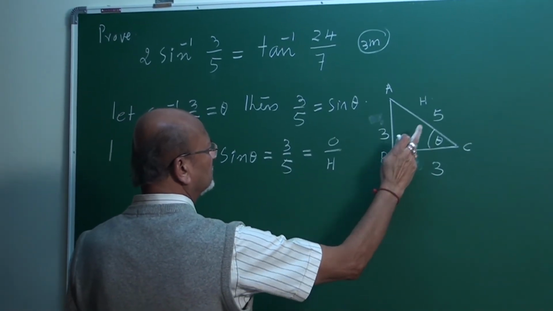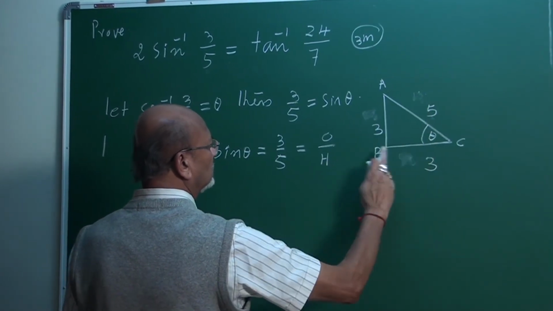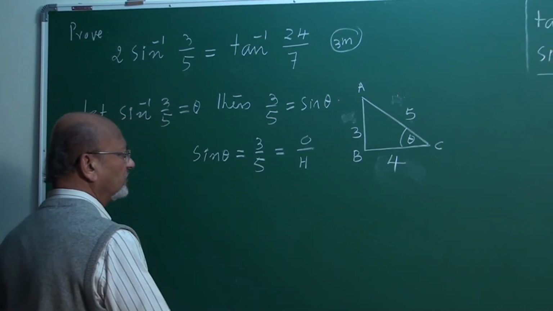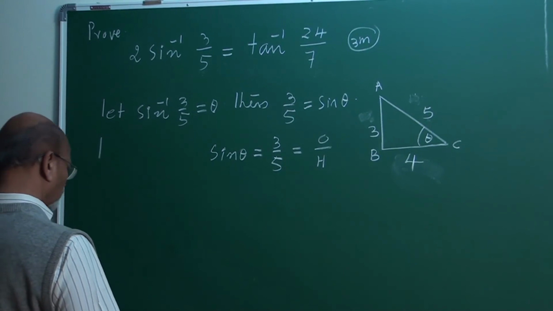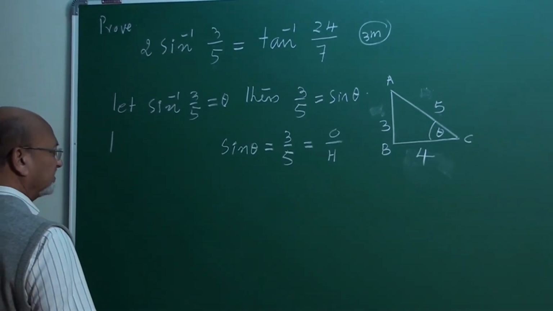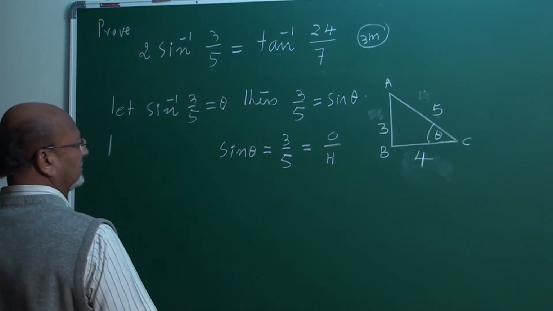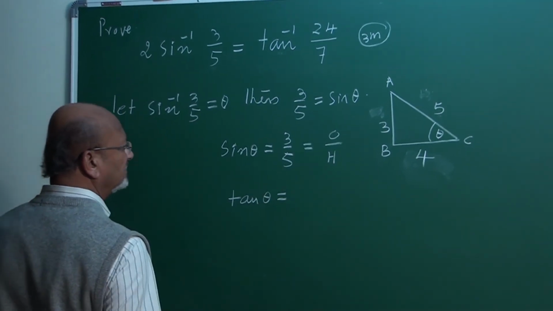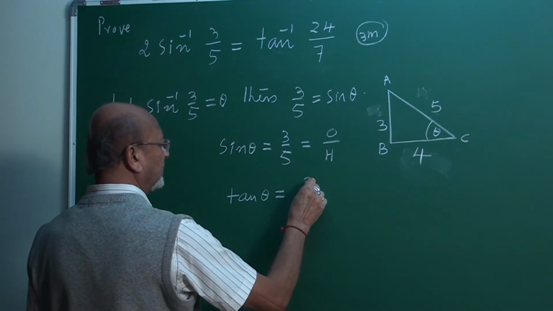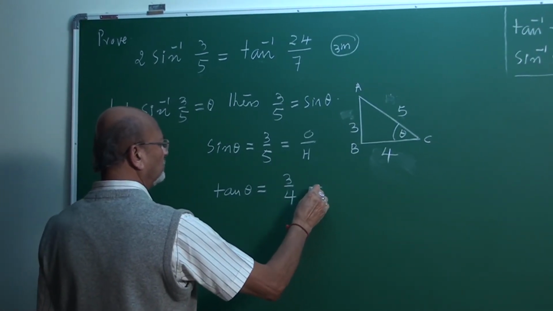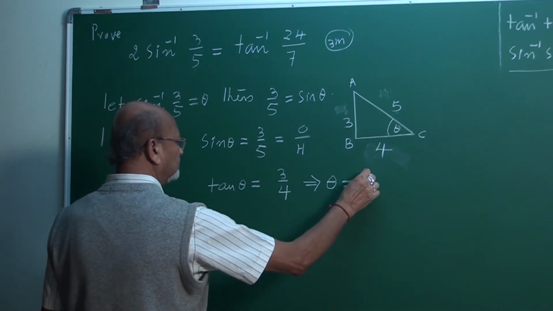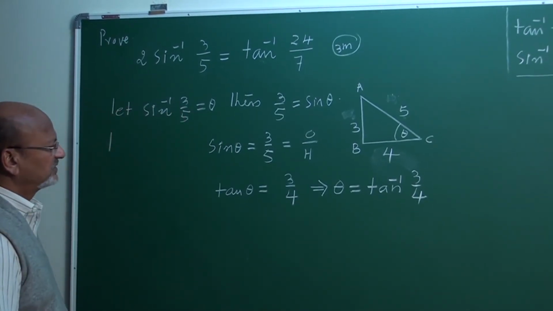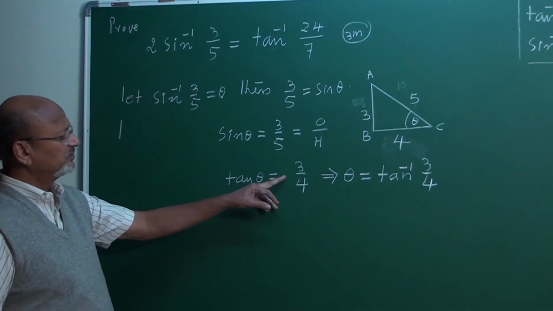Adjacent side: with hypotenuse 5 and opposite 3, Pythagorean numbers mean this is 4. Tell me, friends, what you wanted. You wanted tan theta. Tan theta is opposite side upon adjacent side, 3 by 4. From this, find the value of theta. Theta is tan inverse 3 by 4.